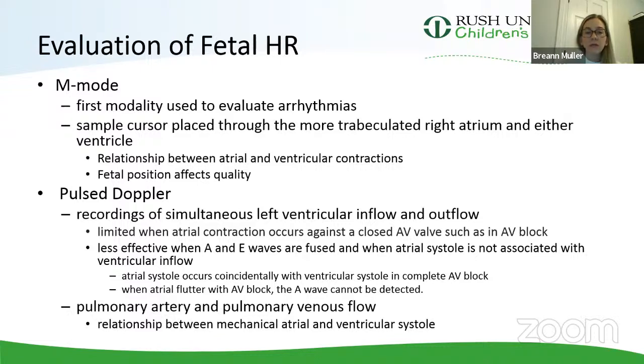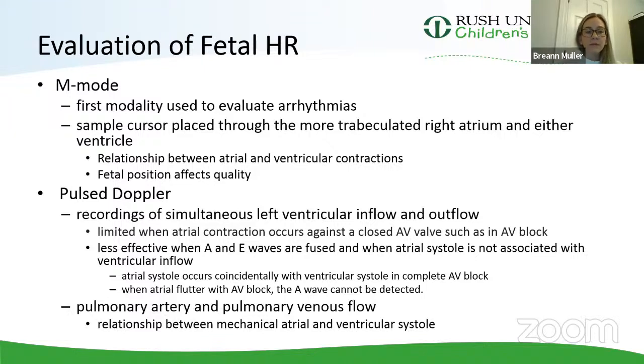When we're trying to look at the fetal heart rate, we often want to look at the atrial contraction and the ventricular contraction. So you're going to be placing your cursor through the atria. Ideally, the right atrium can give you a better signal. It's a little bit thicker wall, more trabeculated as opposed to the left atrium, but the left atrium definitely works fine. And then either ventricle. Then you're looking at the relationship between the atrial contraction and the ventricular contraction. That's going to give you a lot of information when you're looking at irregular rhythms.